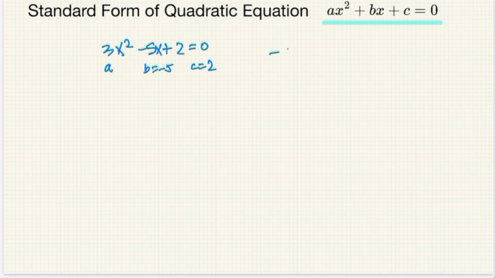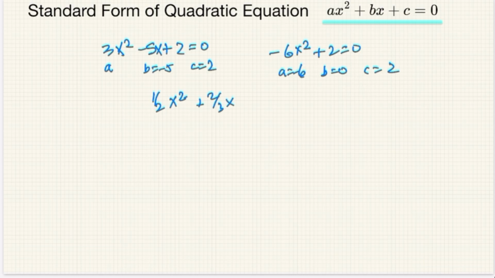Another example would be minus 6x squared plus 2 equals 0. A is equal to minus 6. B is equal to 0 because there is no x term. And c is equal to 2. Another example, 1/2 x squared plus 2/3 x equals 0. In this case, a is equal to 1/2, b is equal to 2/3, and c is equal to 0. So there are 3 examples of the quadratic equation.